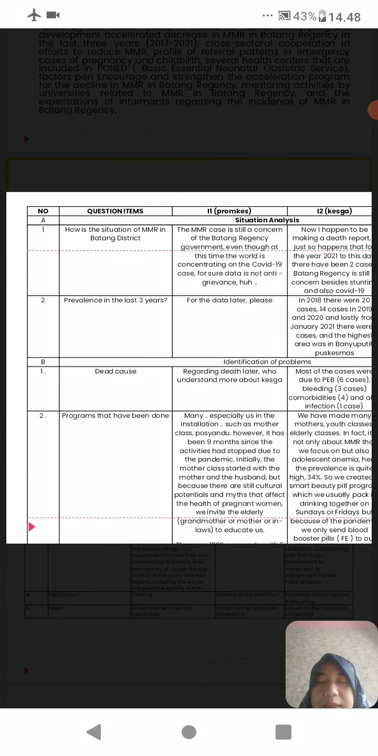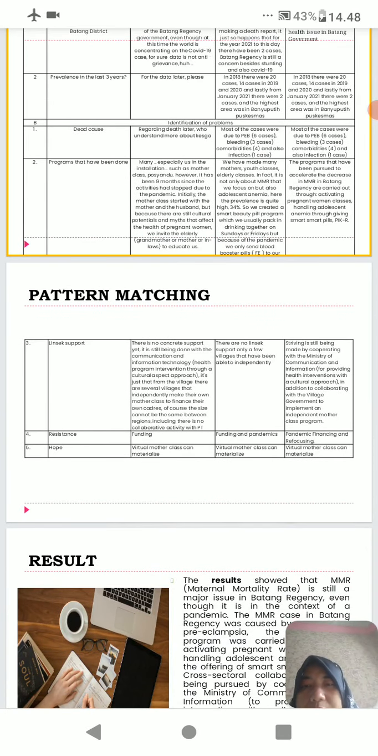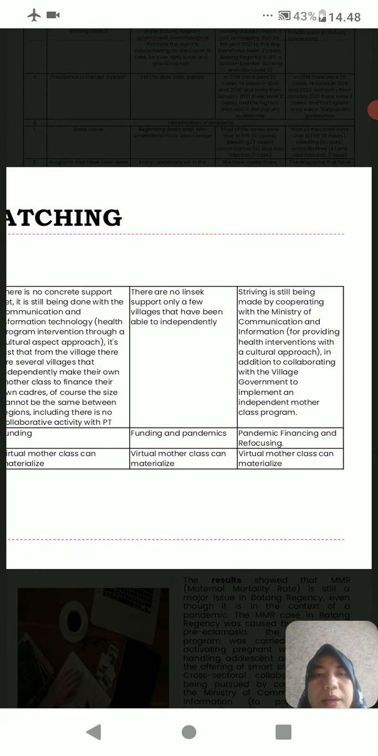Okay, the next question is about supporting other units. The pattern matching shows that striving is still being made by cooperating with the Ministry of Communication and Information for providing health intervention with a cultural approach, in addition to collaborating with the village government to implement an independent mother class program.